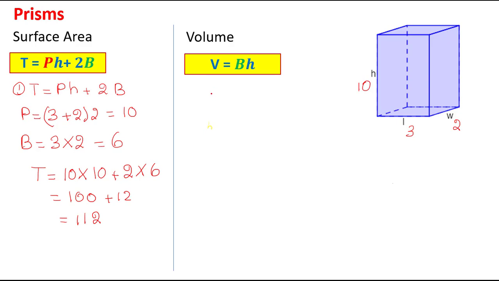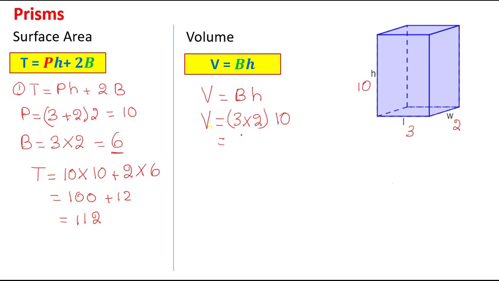Here, if I want the volume, it is simply the area of the base multiplied by the height, because it's a prism. So the volume equals the area of the base, which is 3 by 2, which I got from here still, multiplied by the height, which is 10.